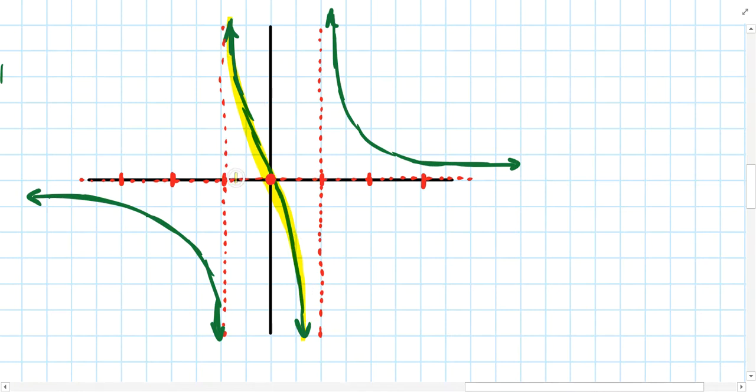Within that entire interval from negative 1 to positive 1, the function is decreasing, and along this stretch it is concave up, while along this stretch it is concave down. The entire time it is decreasing, yet the concavity does change, and we have ourselves an inflection point right at the center where the concavity did change.